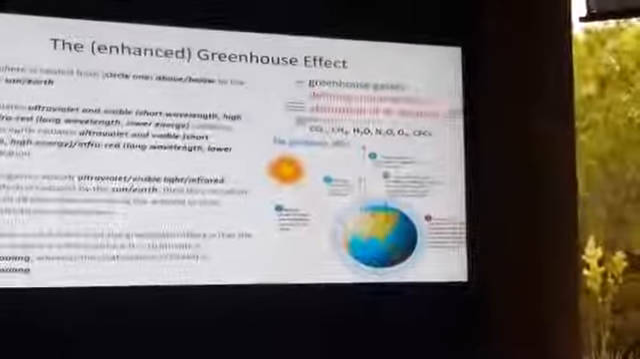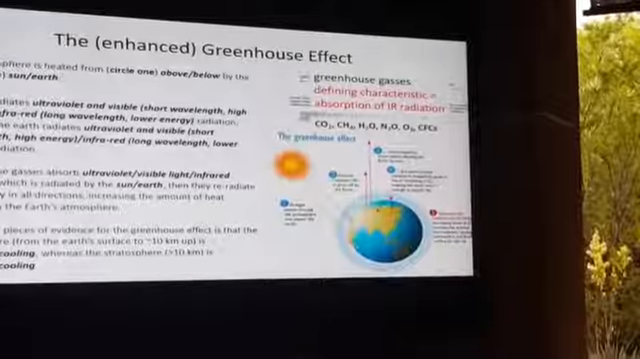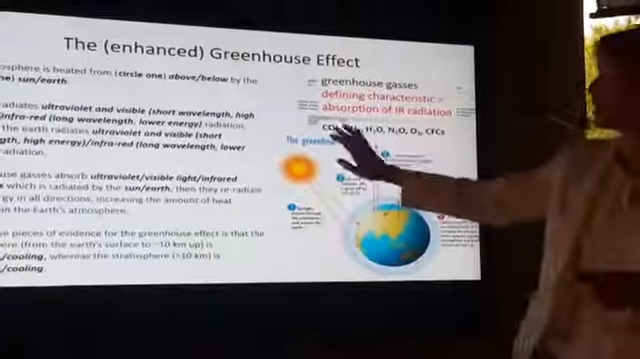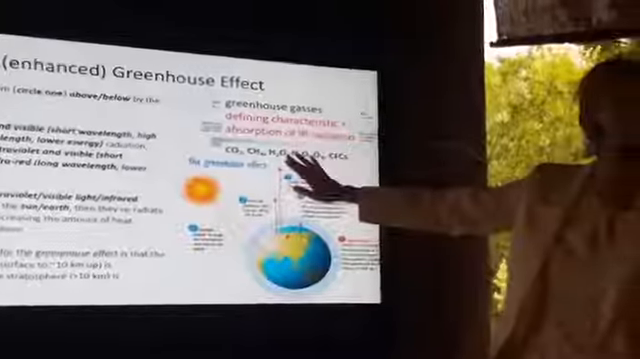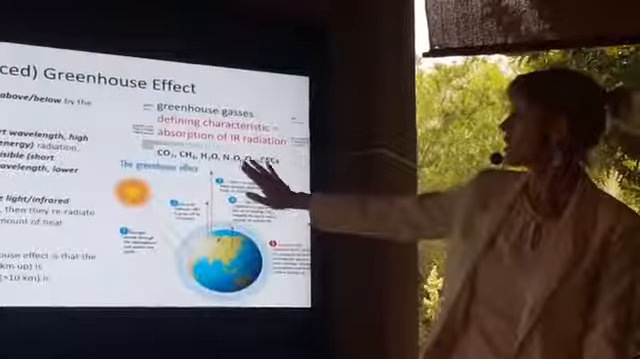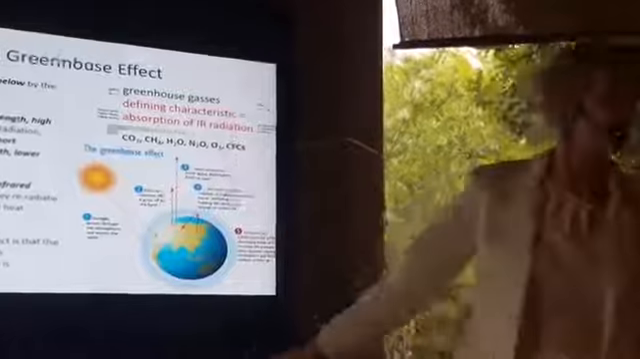And here's a list of some of the examples of what some of those greenhouse gases are. Carbon dioxide, we're all familiar with. Methane, water vapor in the air. Nitrous oxide, ozone, and chlorofluorocarbons are all greenhouse gases.